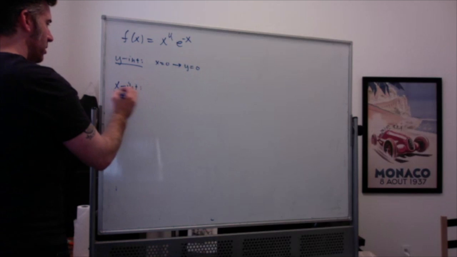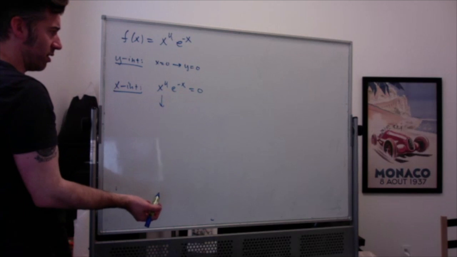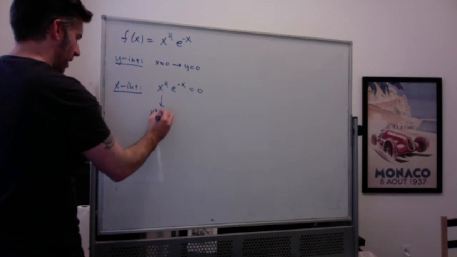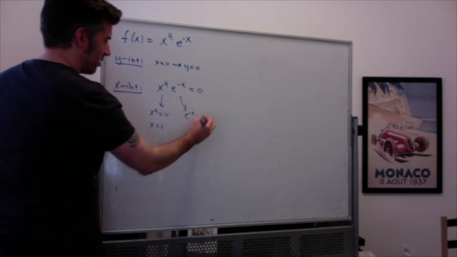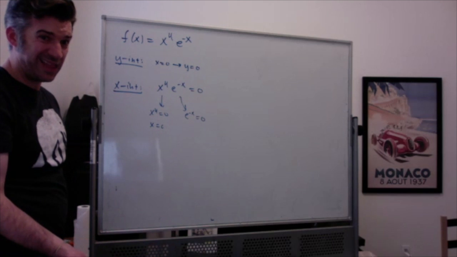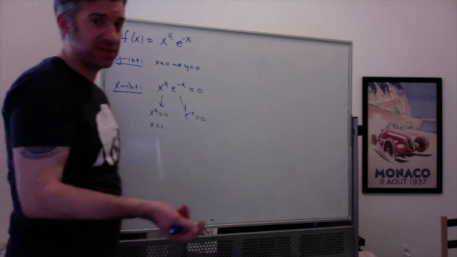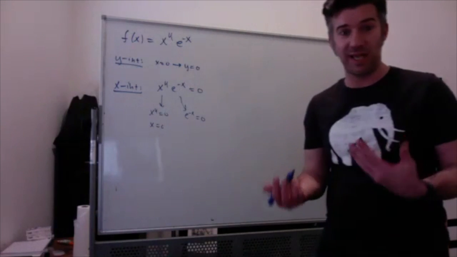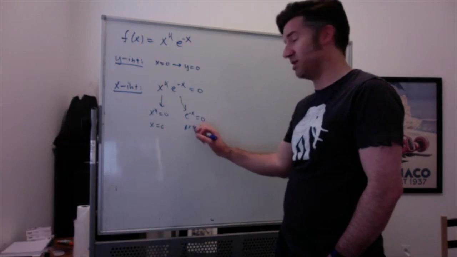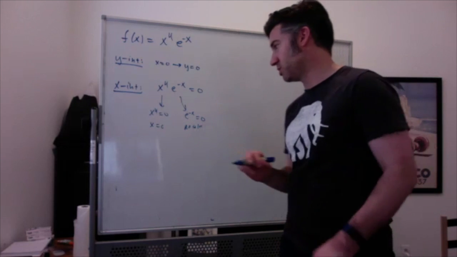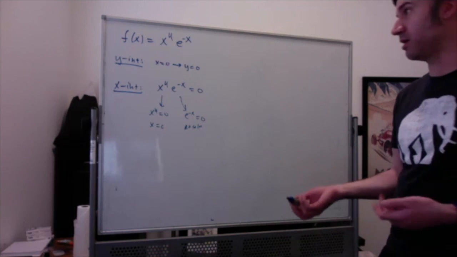X-intercept. Set the whole thing equal to 0. If I set x to the 4th equal to 0, I just get x equal to 0. If I set e to the negative x equal to 0, do I get anything? I do not. If you think about the graph of e to the negative x, it never equals 0. It never crosses the x-axis. It has a horizontal asymptote. So e to the negative x never equals 0. No solution there. So we only got one intercept. It's the origin. Super exciting.